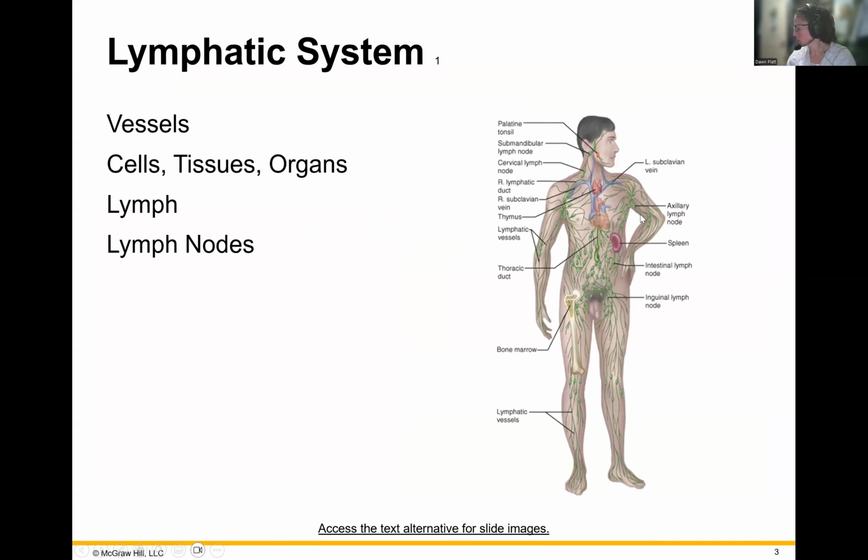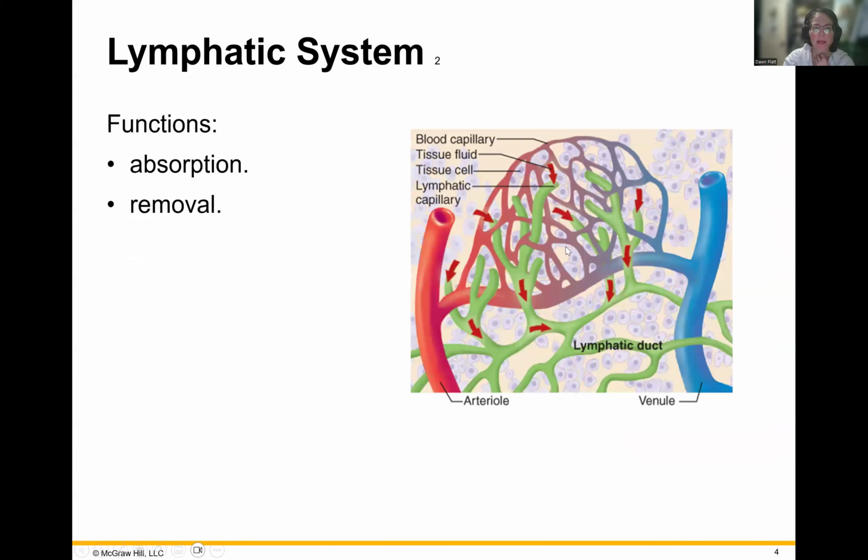This chapter starts on page 396 in your textbook. We first come off with a diagram of the lymphatic system, and you can see the different organs that are in the lymphatic system, along with all of the lymph vessels. If you look back at your slides on the cardiovascular system, you'll see that the lymphatic system correlates with the cardiovascular system.